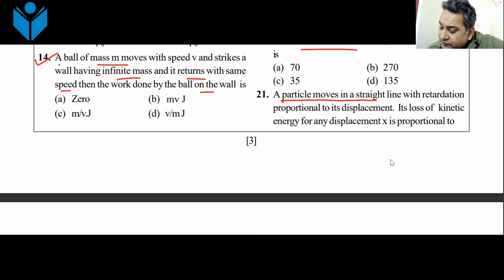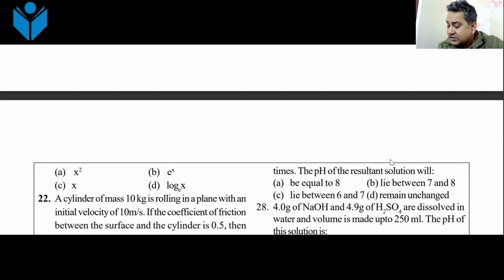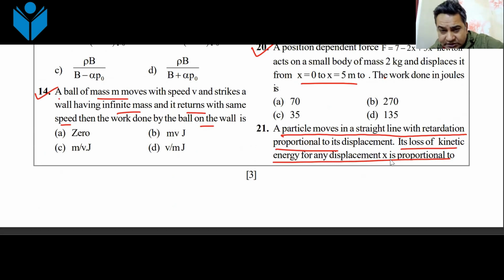A particle moves in a straight line with retardation proportional to displacement. What is the loss in kinetic energy? So how do you find the loss in kinetic energy? It is very simple. Retardation is given, so acceleration is equal to minus some constant into x. You multiply it by m, and acceleration multiplied by m will give you force. Once you have the force in terms of x, to find the work done, that work done is the change in kinetic energy, work energy theorem.